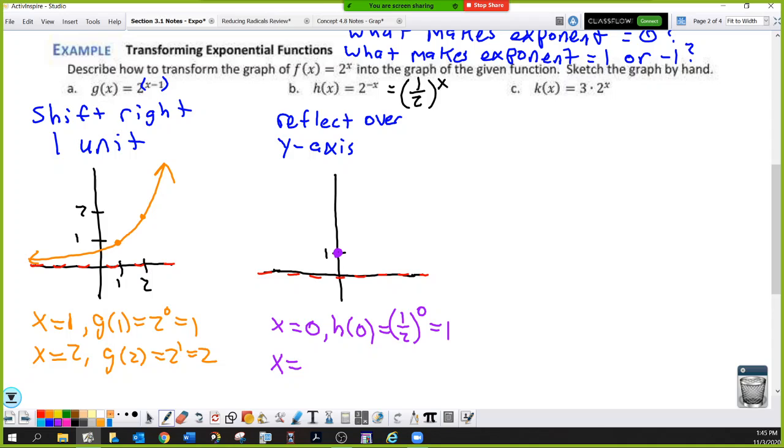Crickets. Okay, let's try it again. Since this is decay, if you want the exponent to be -1, what x are you going to plug in? -1. Good gravy. What is 1/2 raised to the -1 power? It's 2. That's why I raised it to a negative exponent. I wanted a pretty value that wasn't an ugly decimal. So we have a point at -1, comma 2.